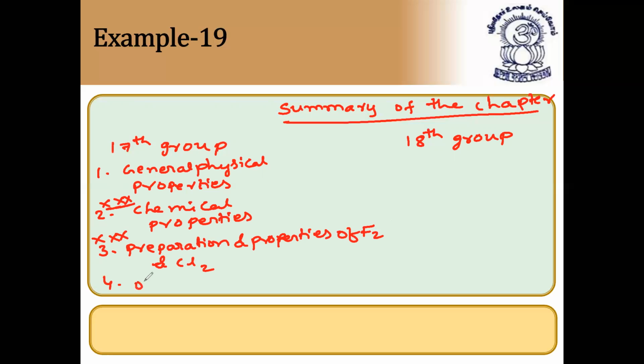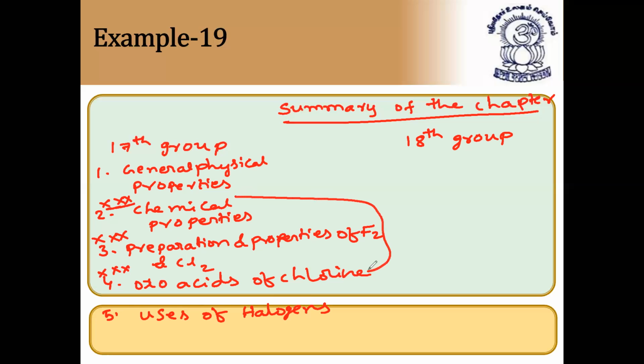Next we have oxo acids of chlorine. This is most important. So oxo acids of chlorine and its uses. Finally, uses of halogens. You may get or may not get, but these 3 areas are most important. So work out more questions on these 3. So definitely you will be able to answer the question in the entrance exam.